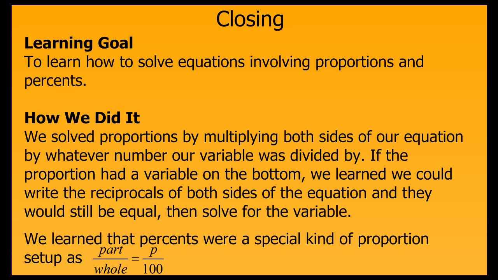In closing, let's review our learning goal. We wanted to learn how to solve equations involving proportions and percents. We did that by multiplying both sides of our equation by whatever number our variable is divided by. If our proportion had a variable on the bottom, we learned we could write the reciprocal of both sides of the equation and they would still be equal. We also learned that percents were a special kind of proportion that we could set up as part over whole equals percent over 100.